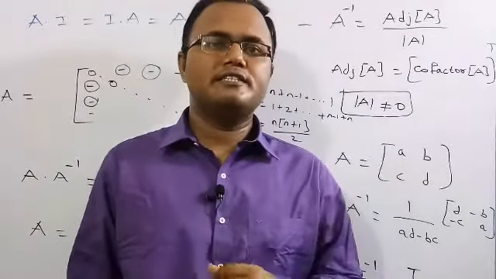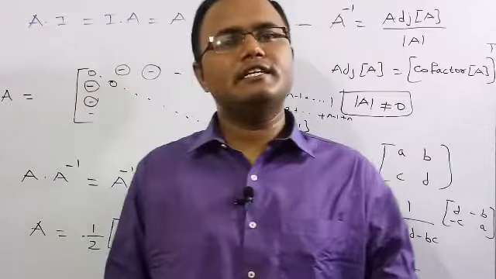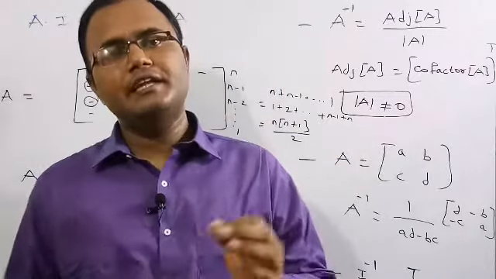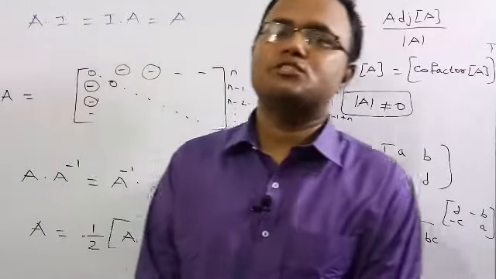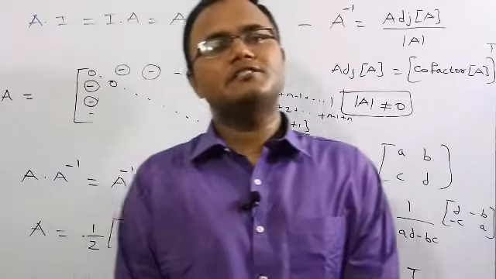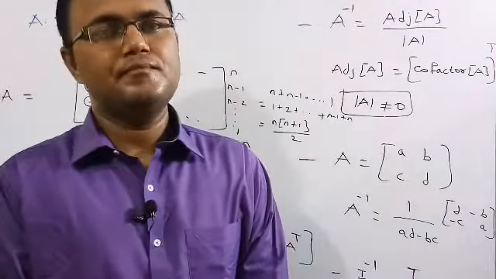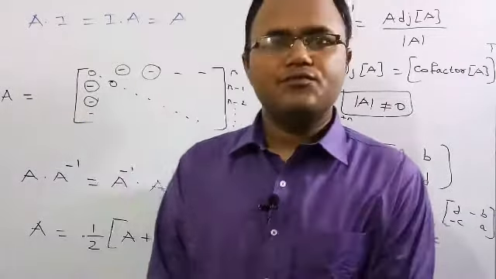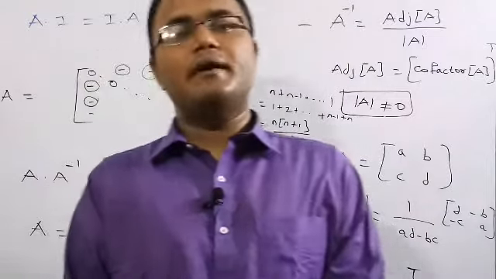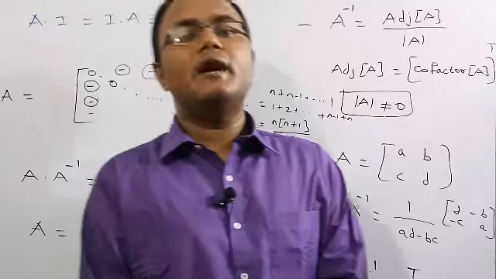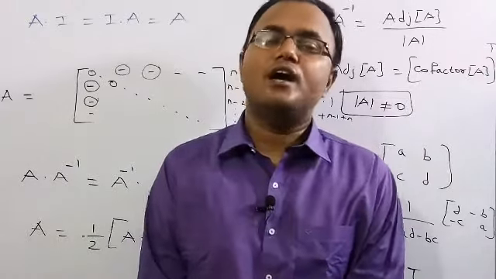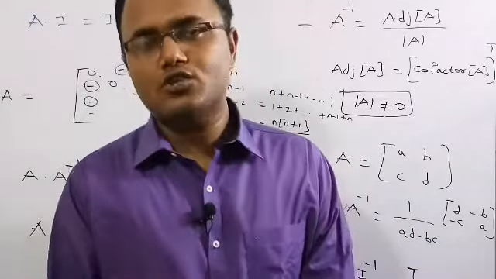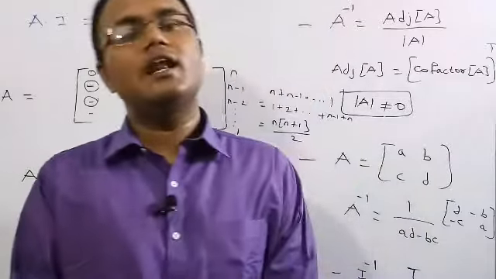For an orthogonal matrix, I have already told you, the property is A into A transpose is equal to the identity matrix. If any matrix satisfies the condition A into A transpose equals the identity matrix, then that matrix is said to be an orthogonal matrix. If lambda is an eigenvalue of an orthogonal matrix, then compulsorily 1 by lambda is also an eigenvalue of the orthogonal matrix. It means the reciprocal of the eigenvalue is also an eigenvalue.